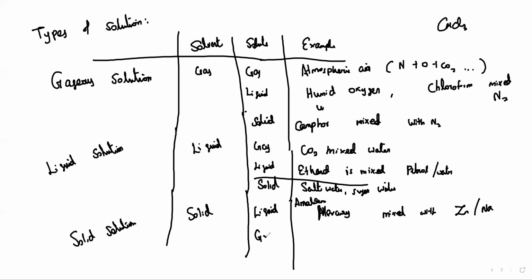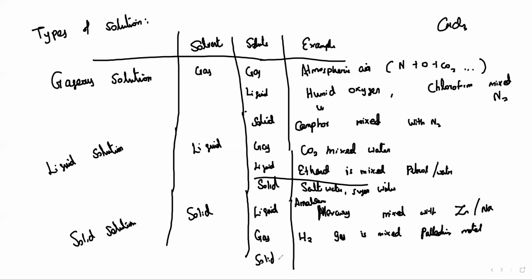When gas is mixed with solid, the example is hydrogen gas mixed with palladium metal. So that is the example for gas mixed with solid.